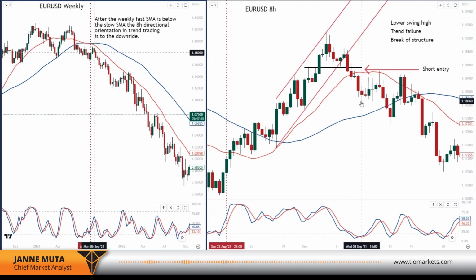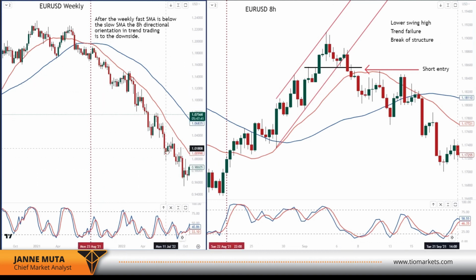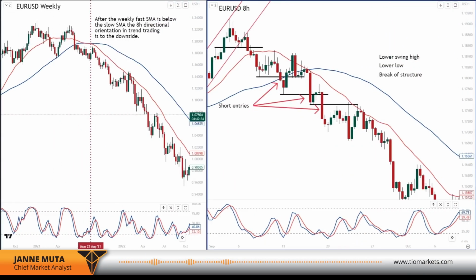But remember, this is not an opportunity to make 50 pips. This is an opportunity to get into a trend following position that has potential to make hundreds of pips, or maybe even as much as 2000 pips, like in this case. And what's more, you can add to these positions each time the market creates new opportunities. And when you're in a downtrend, it keeps on creating lower swing highs. It keeps on creating lower lows, and it keeps on breaking structure. So when the market is trending lower, these opportunities come one after the other.